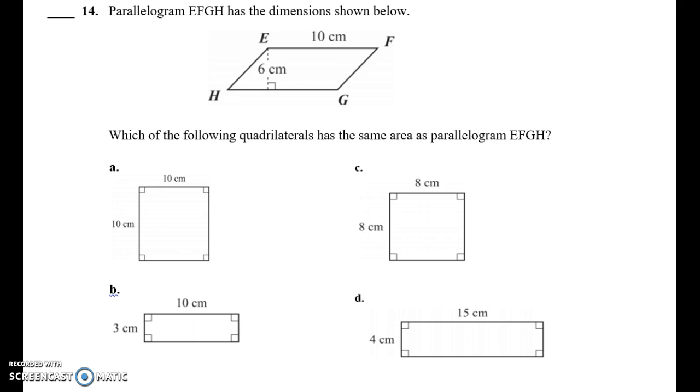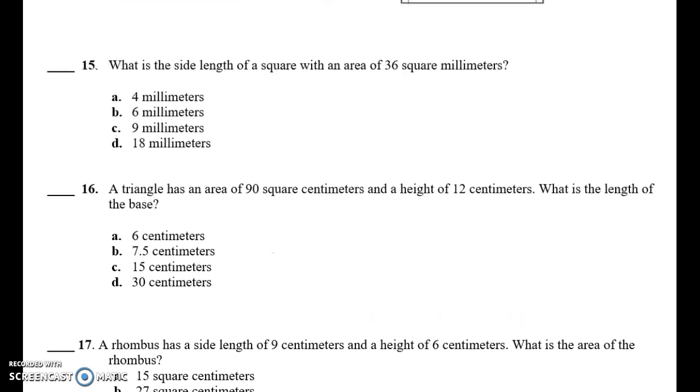Number 14. Parallelogram EFGH has the dimensions shown below. Which of the following quadrilaterals has the same area as parallelogram EFGH? Number 15. What is the side length of a square with an area of 36 square millimeters? A. 4 millimeters. B. 6 millimeters. C. 9 millimeters. D. 18 millimeters.